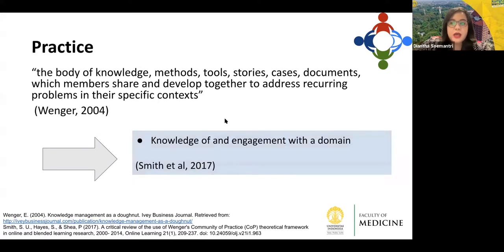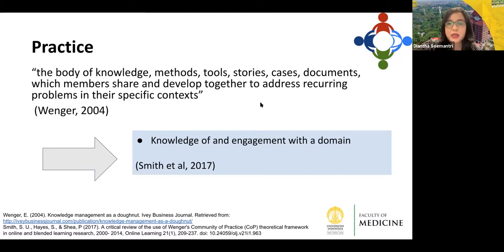That brings us to the next element, which is practice, which is the body of knowledge, methods, tools, stories, cases, documents, and many others, which members share and develop together to address recurring problems in their specific context. So this is where, when the individuals within the COP have interacted and discussed, they will create something new: new knowledge, new ideas, new tools for teaching, for example, new documents to support them in teaching and so forth. And this can then be applied into their specific context.